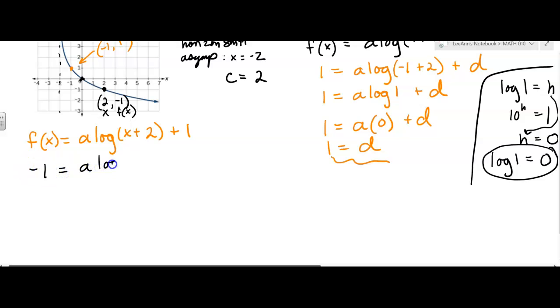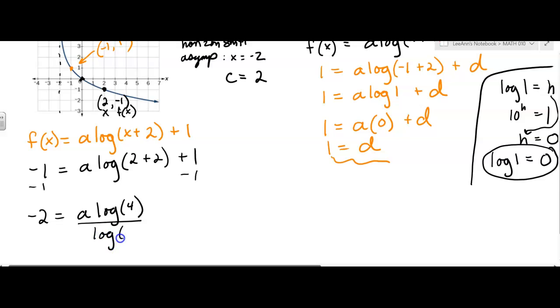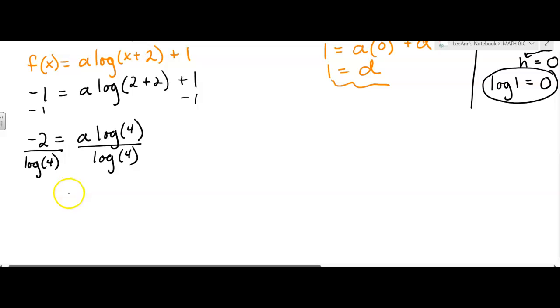A, we don't know. We're trying to find that out. The x we're putting in is 2. And so we get a statement like this. Okay. If I subtract 1 from both sides, I get negative 2 equals a log 4, like that. And now if I divide by log 4 on both sides, then I get a to be, these cancel, negative 2 over log of 4.